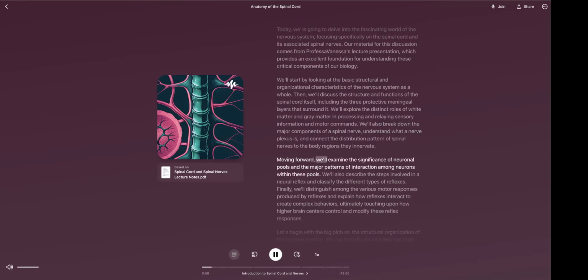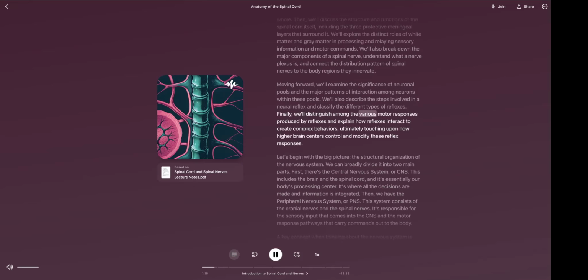Moving forward, we'll examine the significance of neuronal pools and the major patterns of interaction among neurons within these pools. We'll also describe the steps involved in a neural reflex and classify the different types of reflexes. Finally, we'll distinguish among the various motor responses produced by reflexes and explain how reflexes interact to create complex behaviors, ultimately touching upon how higher brain centers control and modify these reflex responses.